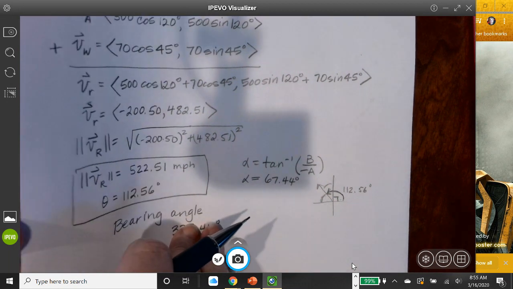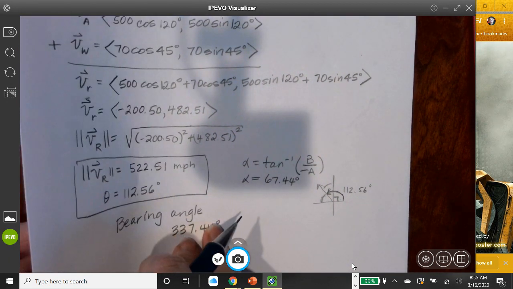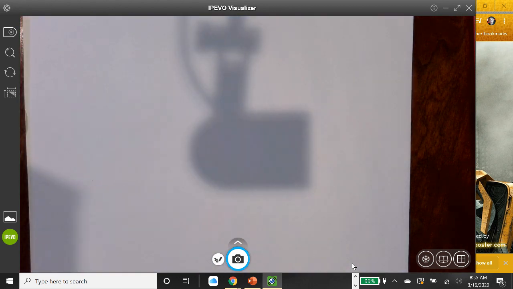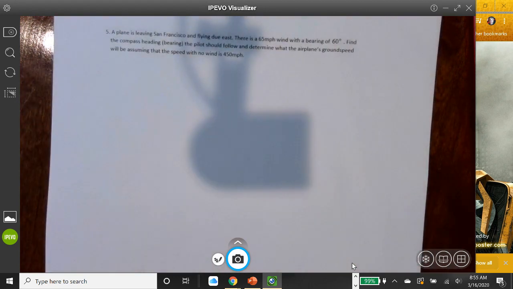All right, moving right along. Hopefully we'll get through number 5 with a better angle situation. All right, let's see, number 5. A plane is leaving San Francisco and flying due east. There is a 65 mile per hour wind with a bearing of 60 degrees. Find the compass bearing the pilot should follow to determine what the ground speed will be, assuming the speed with no wind is 450 miles per hour.